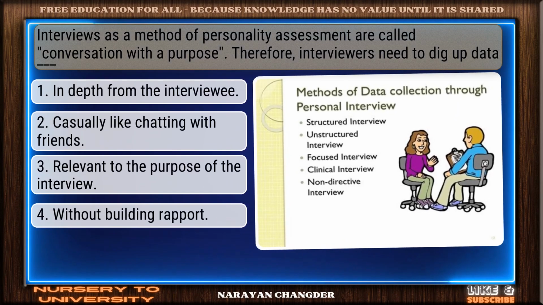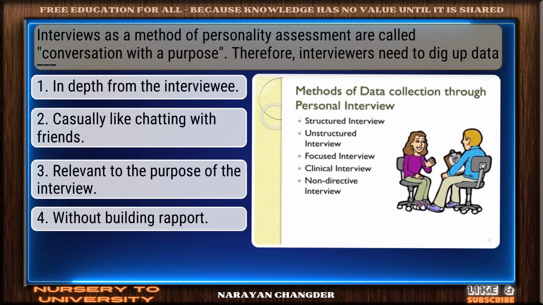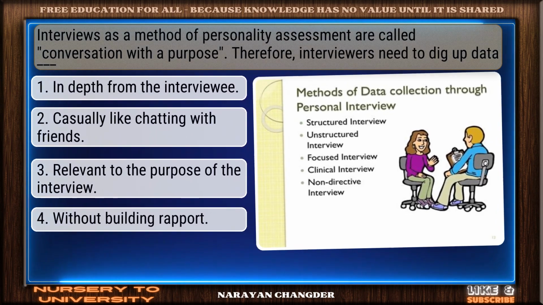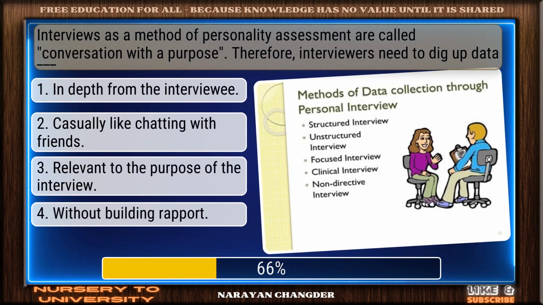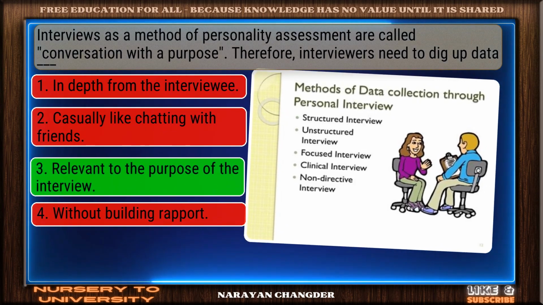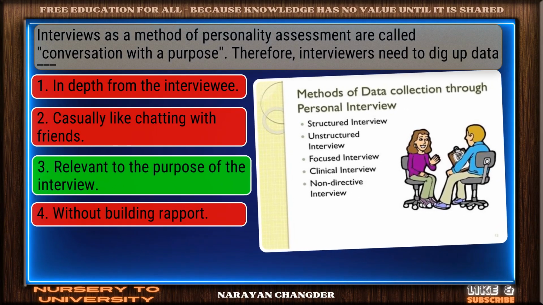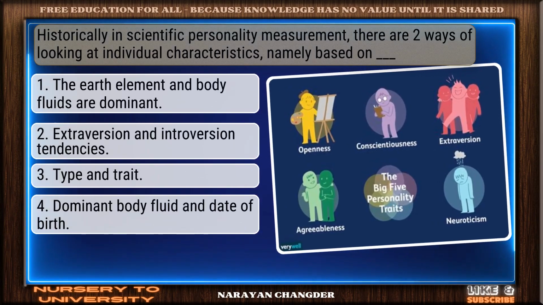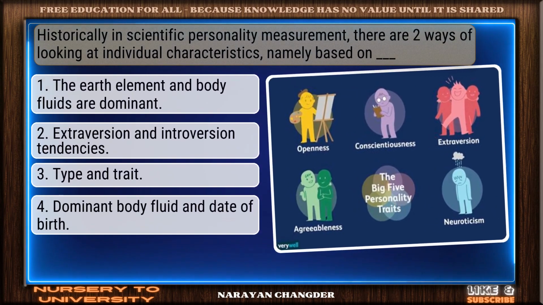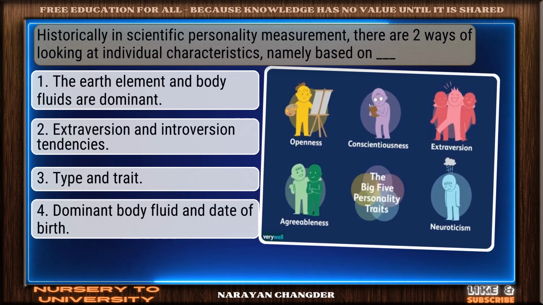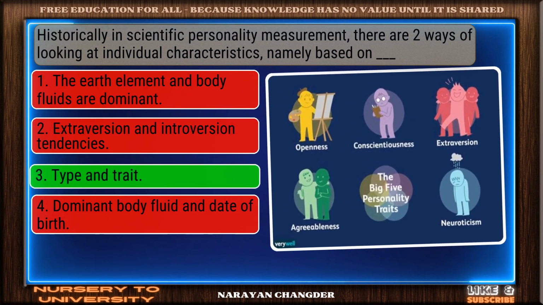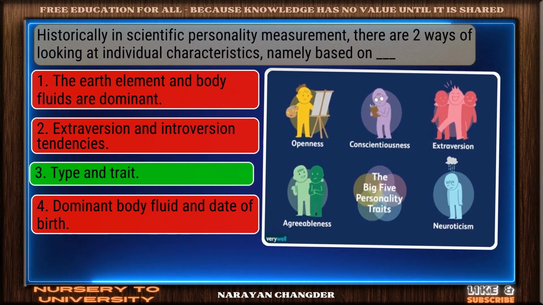Interviews as a method of personality assessment are called conversation with a purpose. Therefore, interviewers need to dig up data dash. Correct response. Relevant to the purpose of the interview is the most accurate answer. Historically, in scientific personality measurement, there are two ways of looking at individual characteristics, namely based on dash. Nice selection. Type and trait is the correct and valid answer.